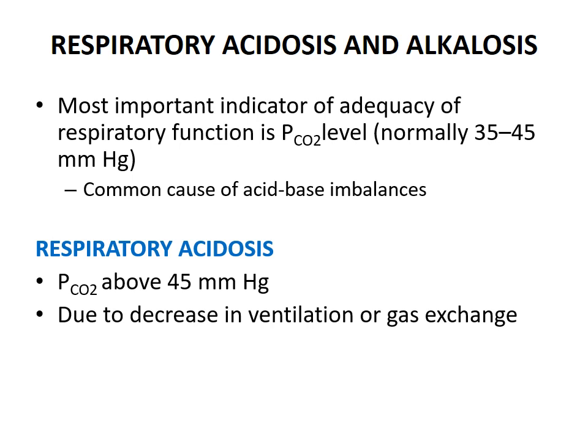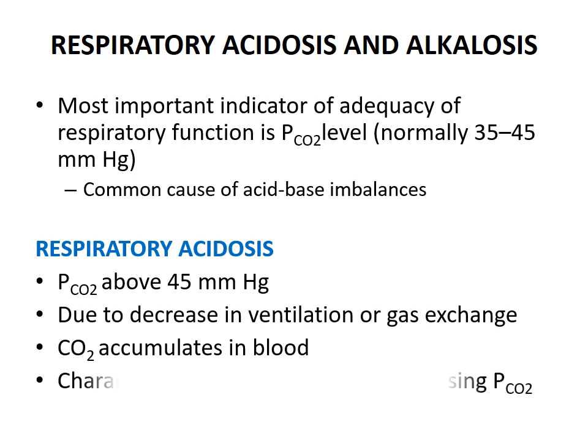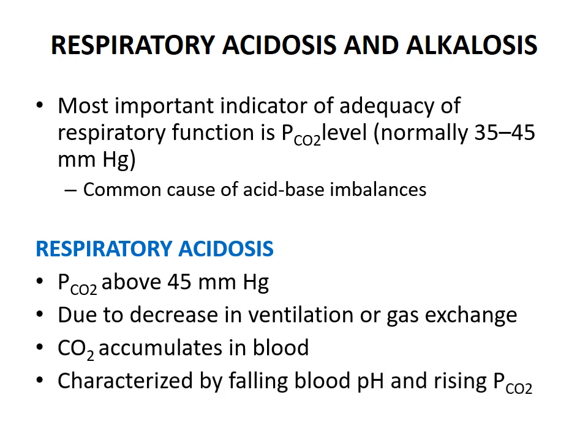So here the problem lies at the level of the lungs, right? The lung is not able to remove that much carbon dioxide. So in this case, what happens? Carbon dioxide will start accumulating in the blood. It forms carbonic acid, which is acidic. So it will lead to respiratory acidosis, because the acidosis is a result of a failure of the respiratory system. Carbon dioxide accumulates in the blood, characterized by falling of blood pH and rising of PCO2.